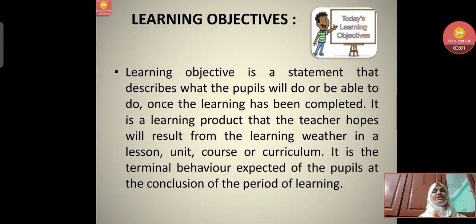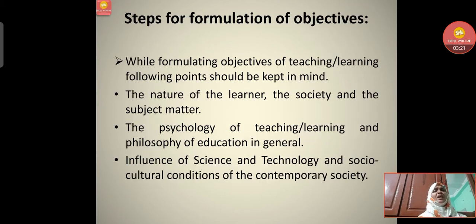That means a teacher prepares a lesson plan beforehand. While writing these lesson plans, they will write the objectives in the beginning. That means if I teach this lesson, what I am going to achieve from the students, that is very important. That is learning objective. Now, what are the steps for formulation of objectives?